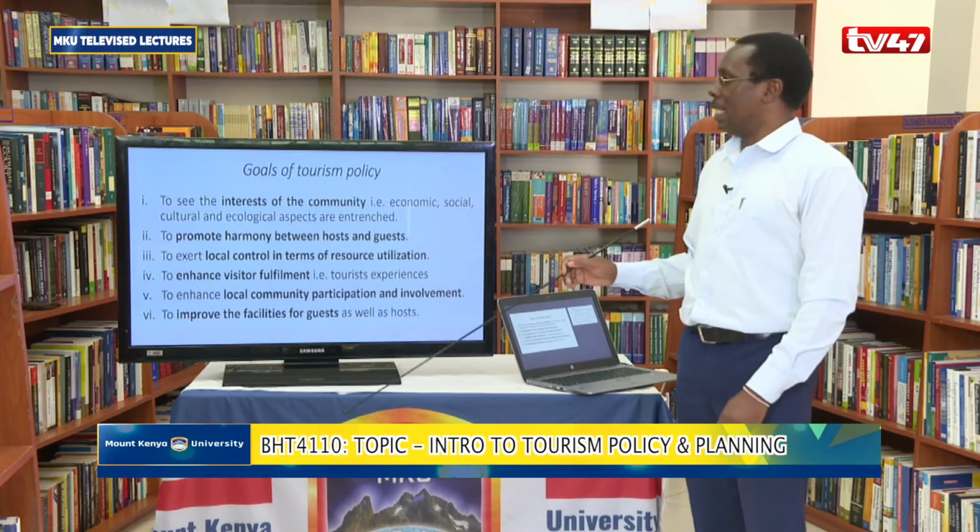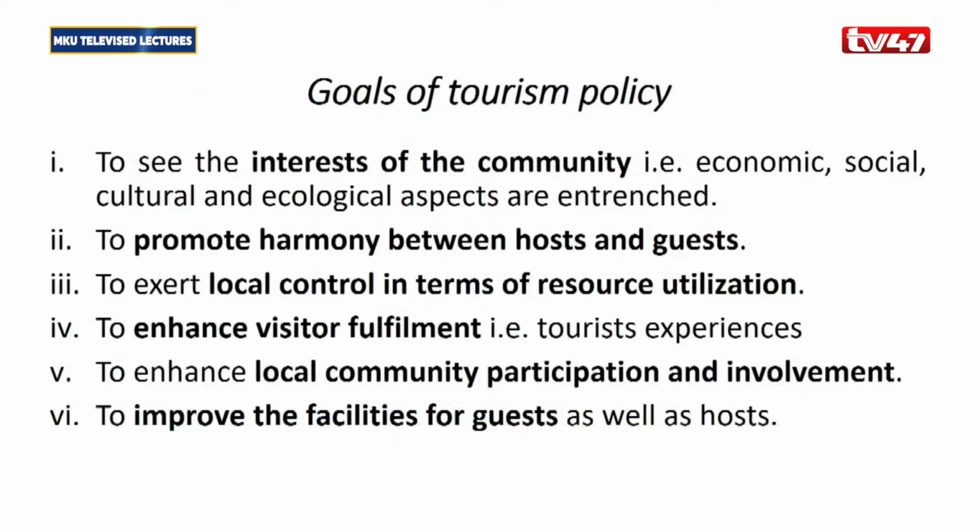Now, what are the goals of tourism policy? Number one, it is aimed at seeing to it that the interests of the community are entrenched. Tourism is not happening in isolation. Think about the many national parks we have in this country, or the game sanctuaries, or the different kinds of conservation. It happens within a community. So in essence, the host community's interest must be upheld and entrenched. It is only through a policy that this interest can be entrenched.